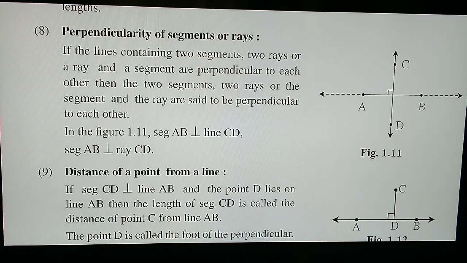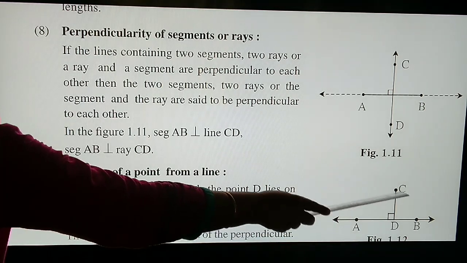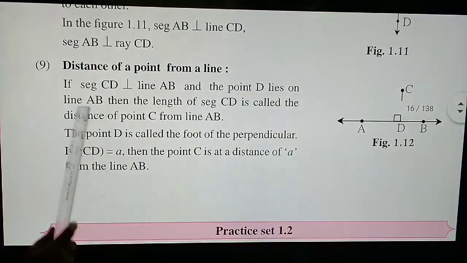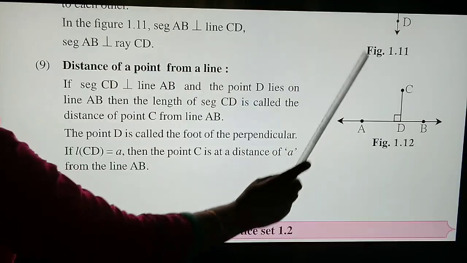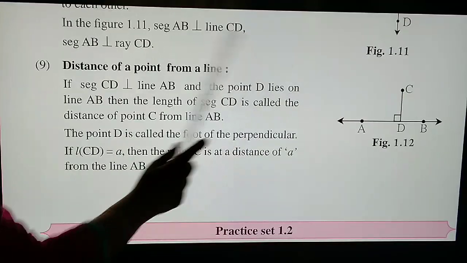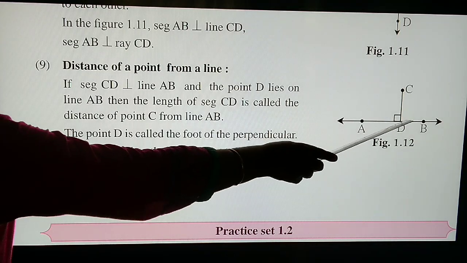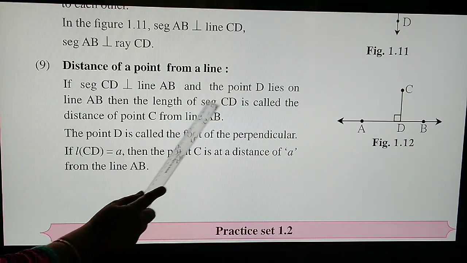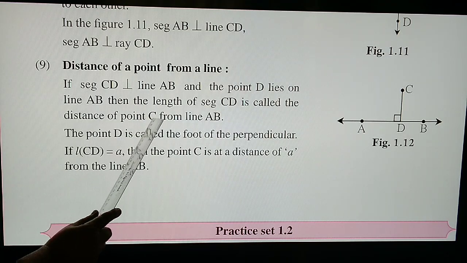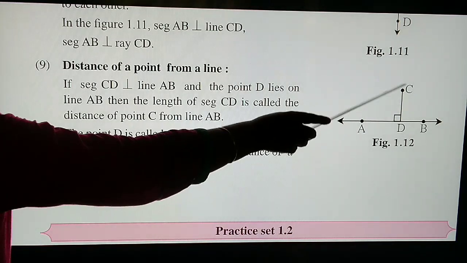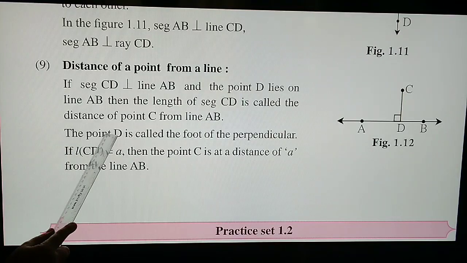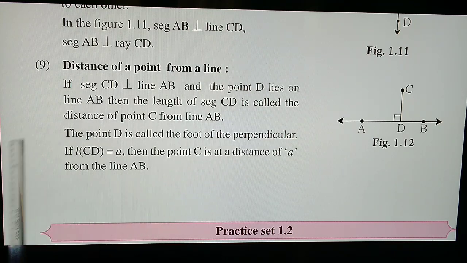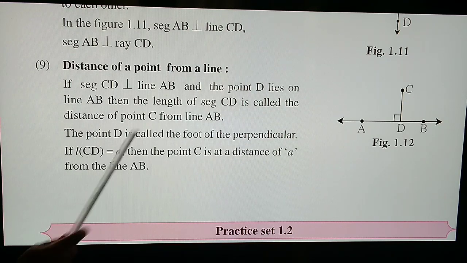Now we see the next point, that is the distance of a point from a line. See the line AB and here the segment CD. So the segment CD is perpendicular to AB. Here it makes an angle of 90 degrees. So the point D lies on AB. Then the length of CD is called the distance of point C from line AB. So this is the distance from line AB, that is CD. The point D is called the foot of the perpendicular. So length CD is equal to A.